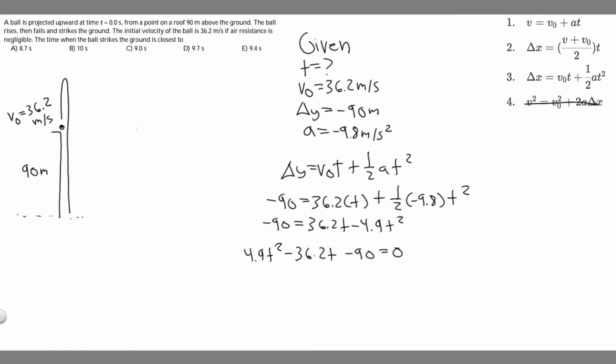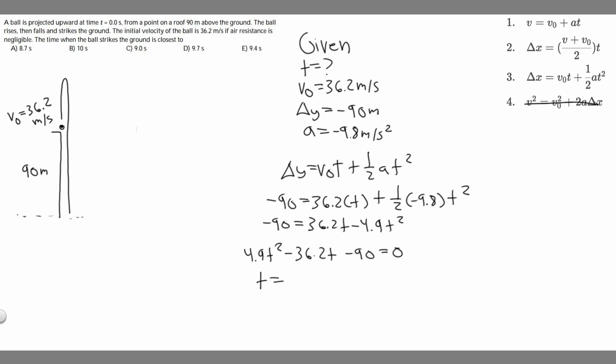The way I recommend doing this, if your teacher allows it, is to use your graphing calculator. Just graph this function: 4.9 t squared minus 36.2 t minus 90. Graph it, and you're going to get two different values for t. You'll realize that one is negative.